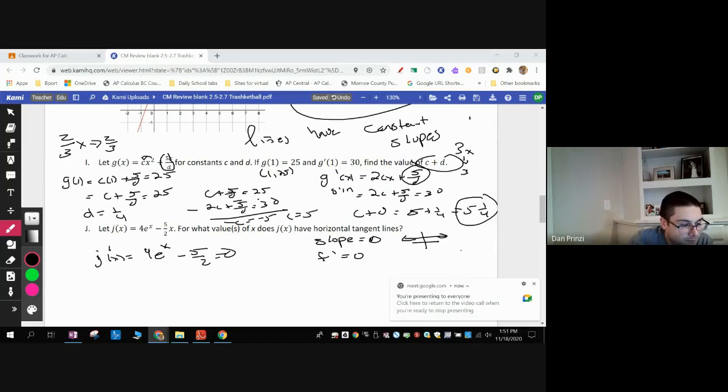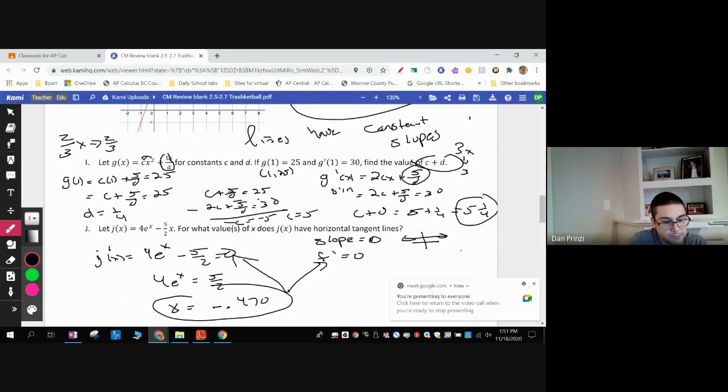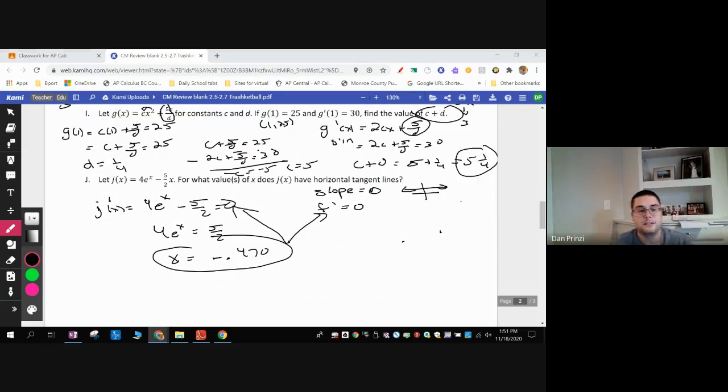And then you get 4e to the x equals 5/2. And if you solve it, you get a natural log. It comes out to be negative 0.470. That's where your slope is equal to 0. Again, I'm not worried about the end part of this with you guys. I wanted to make sure you understood some simple derivatives and ways they work these problems a little bit.